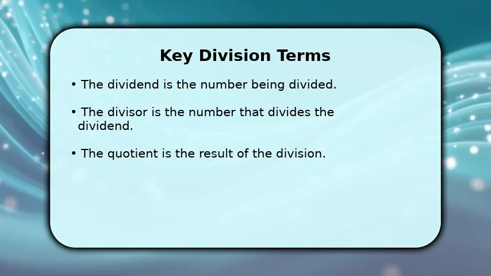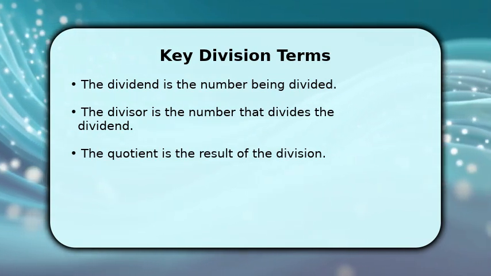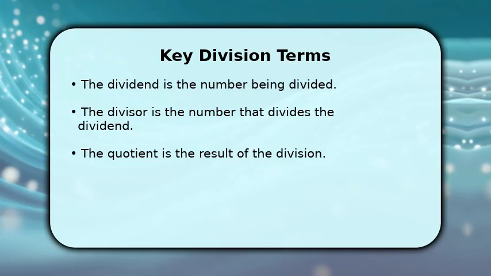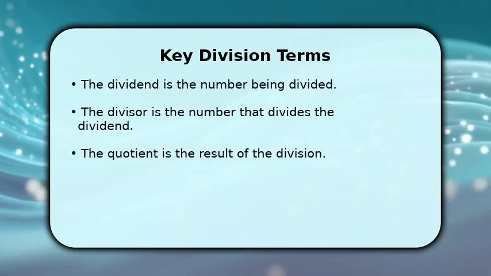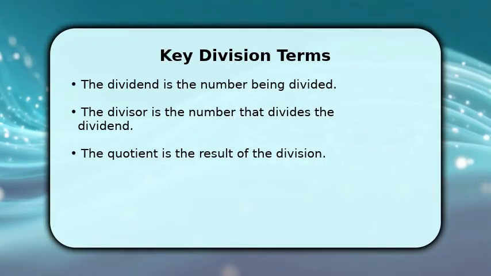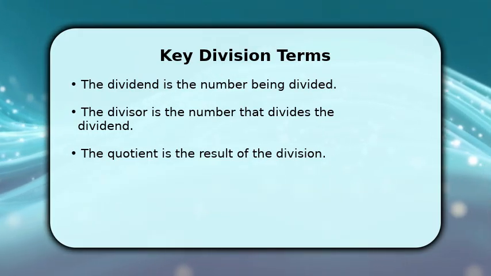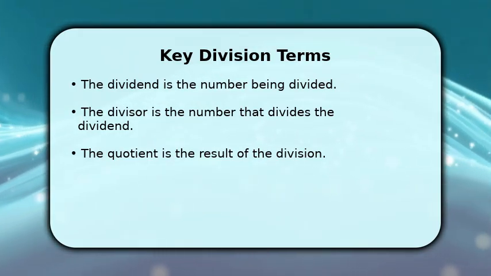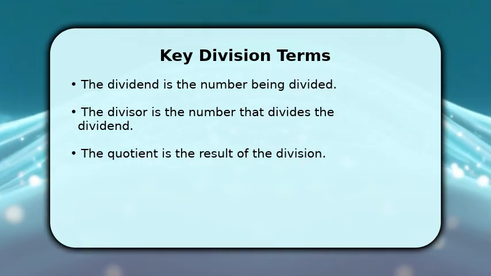Let's clarify the essential terms we use in division. The dividend is the total quantity you are splitting up. The divisor tells you how many equal groups you are making or the size of each group. The answer you get is called the quotient. Sometimes, you might have a number left over that cannot be divided equally. This is known as the remainder. For instance, 17 divided by 5 gives a quotient of 3 with a remainder of 2.